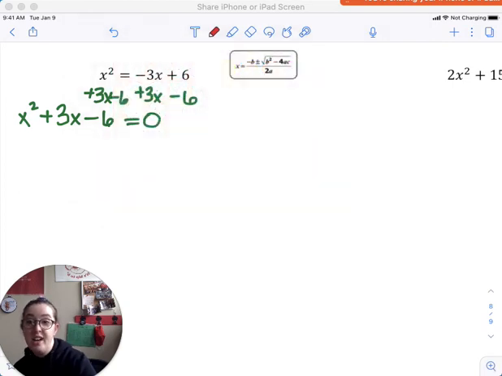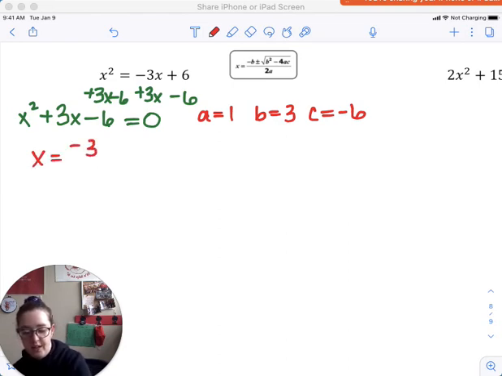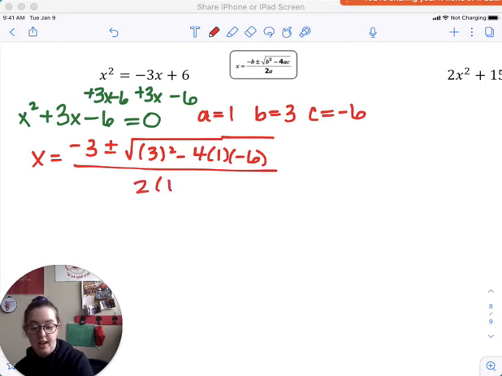So we'll figure out what a, b, and c are. A is the number in front of x squared, that's 1. B is the number in front of x, that's 3. C is the number that doesn't have an x with it, that's -6. So we'll plug that into our equation. X equals -b, so -3, plus or minus the square root of b squared, so 3 squared, minus 4ac, so 4 times 1 times -6, over 2a, so 2 times 1.